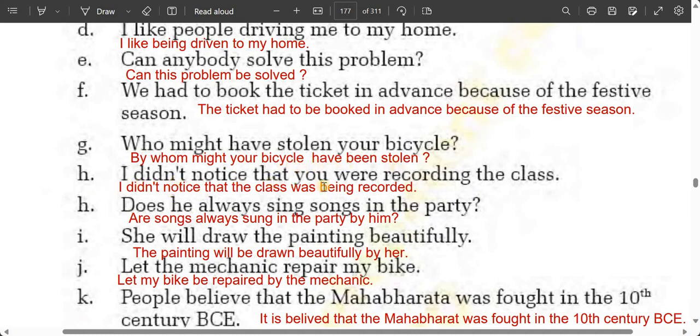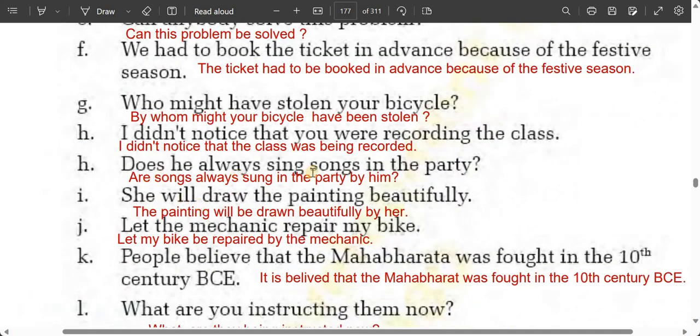I didn't notice that you were recording the class. I didn't notice that the class was being recorded. You can either say it wasn't noticed by me, you can also write. Next one. Does Louis sing songs in the party? Are songs always sung in the party by him?